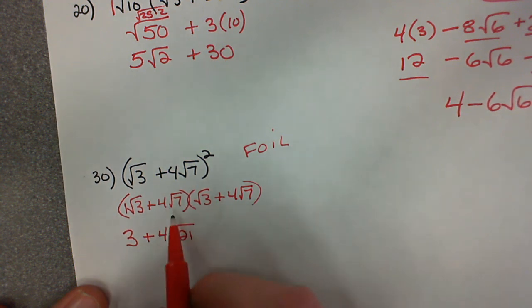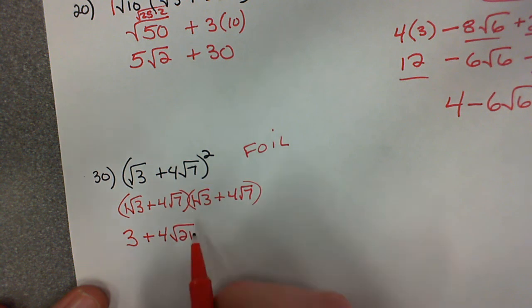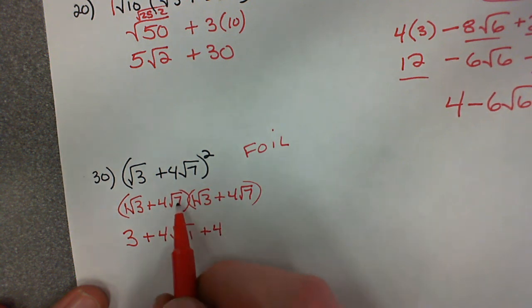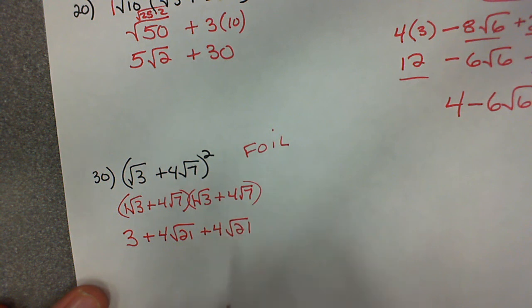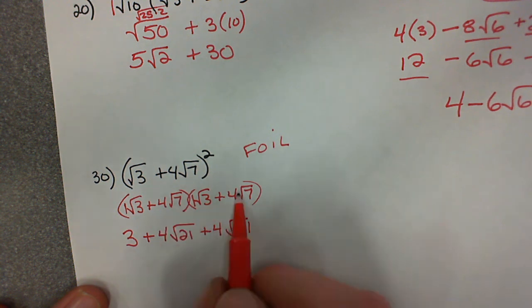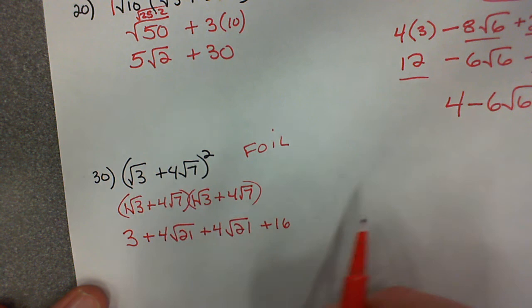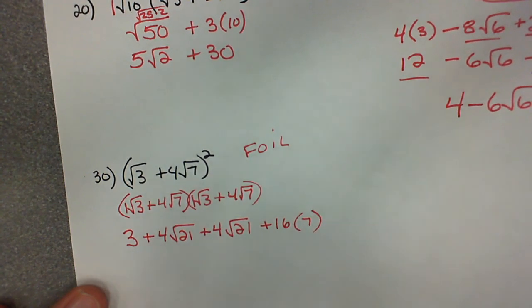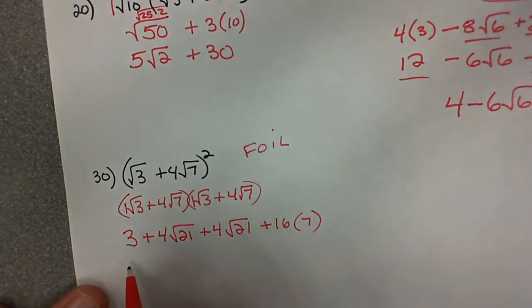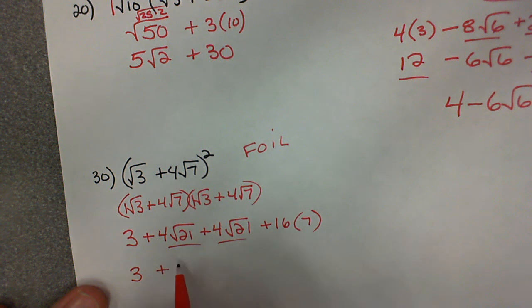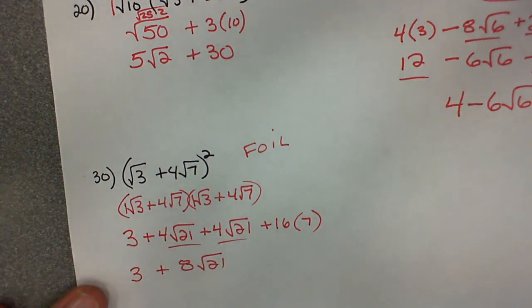Multiply your inner terms here. 4 times, there's a 1 out in front there, so that's positive 4. Square root of 7 times square root of 3 is square root of 21. And then we do our last terms here. 4 times 4 is 16. Square root of 7 times square root of 7 is 7. So now these can combine together. This gets you 3 plus 8 square root of 21. 16 times 7.